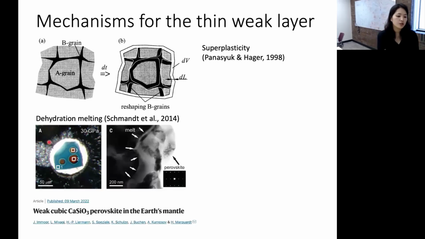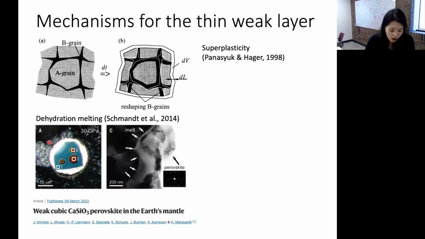Finally, you can also have just a certain mineral phase that exists around that depth range, 550 to 660-ish depth ranges. For example, this cubic CaSiO3 phase is known to have lower viscosity. So that could also be an explanation for this kind of weak zone.